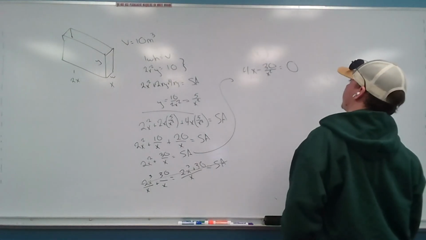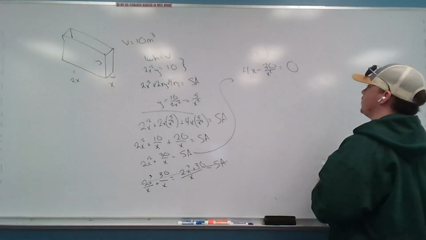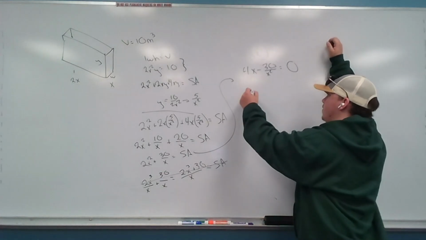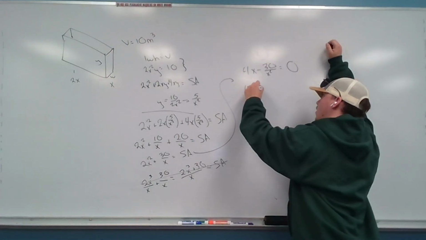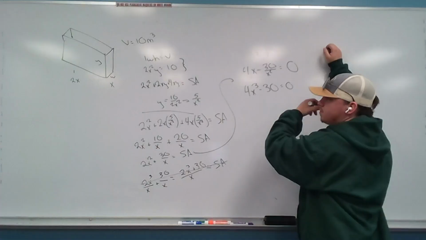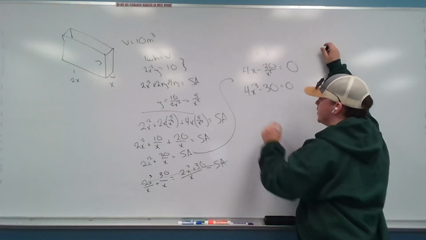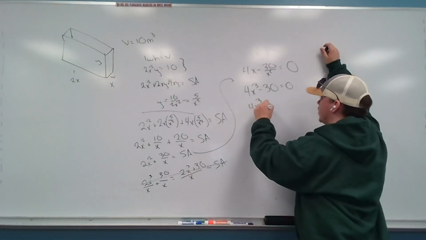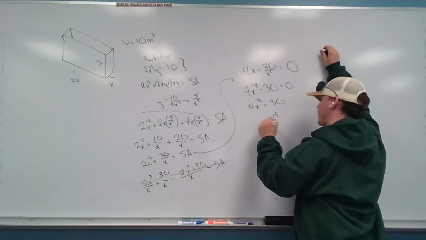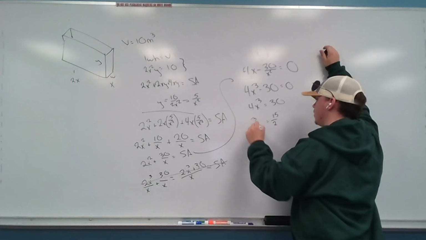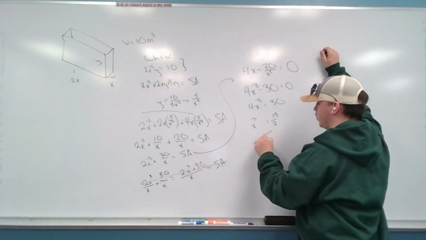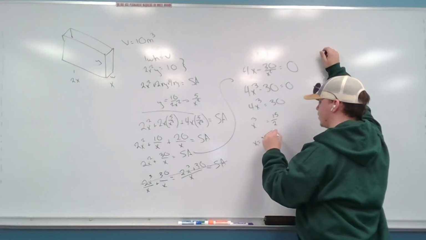So now what we have to do is solve for 0. What we can do is multiply by x squared, and everything will be fine. So we'll get 4x cubed minus 30 equals 0. And so 4x cubed is going to be equal to 30. 30 over 4 is going to be 15 over 2 equals x cubed. So all we need is the cube root of 15 over 2. X equals cube root of 15 over 2.